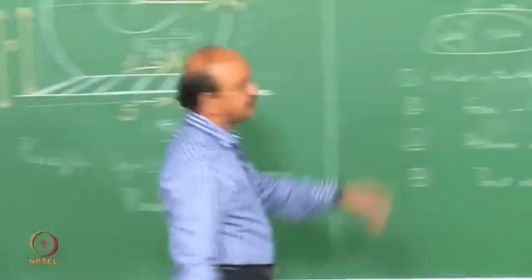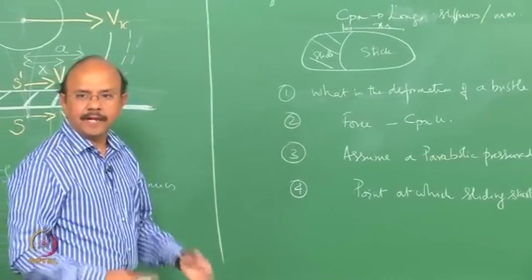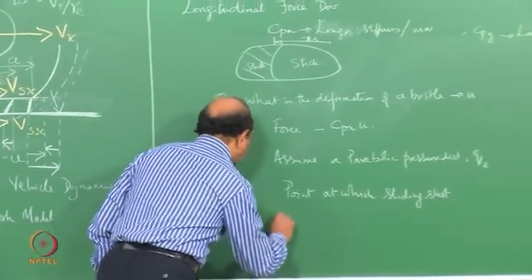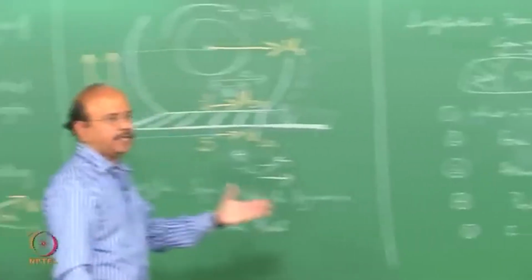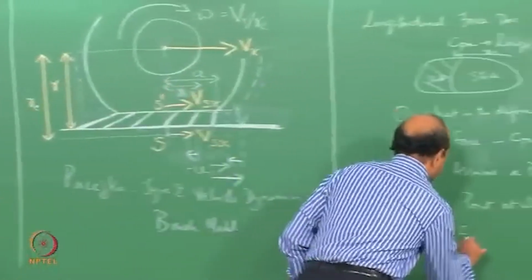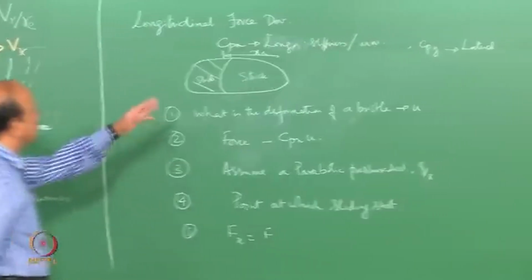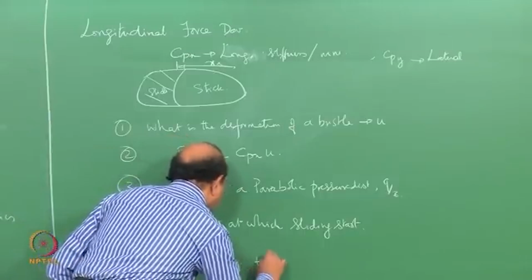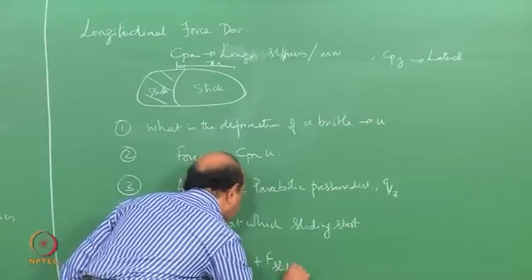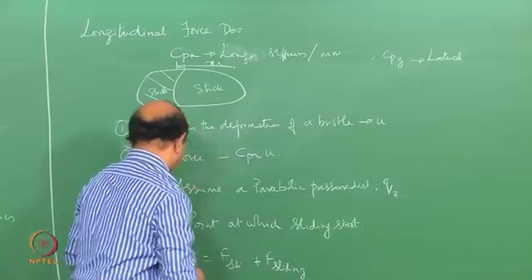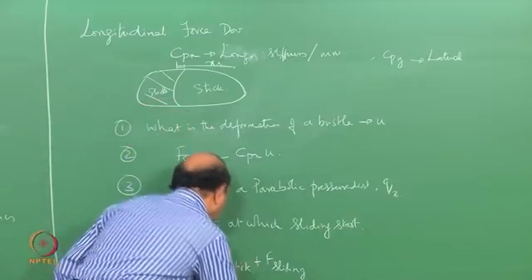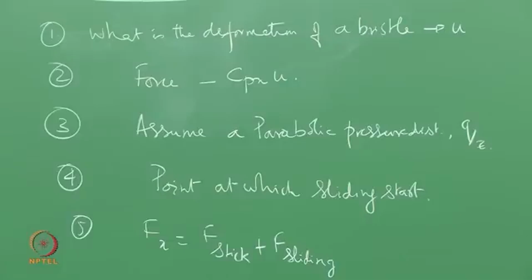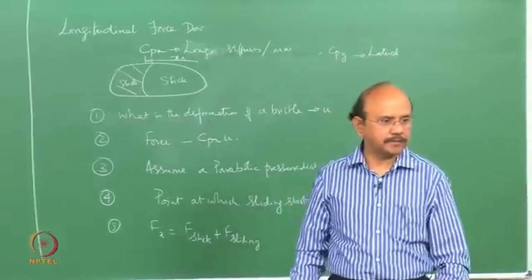So the point at which sliding starts. Then, as a last step, what I'm going to do is to find out the total force in the x direction, which is the sum of the forces generated in the sticking region plus the sliding region. So F sticking plus F sliding. Right? So that's the total force. This is how our derivation is going to progress.